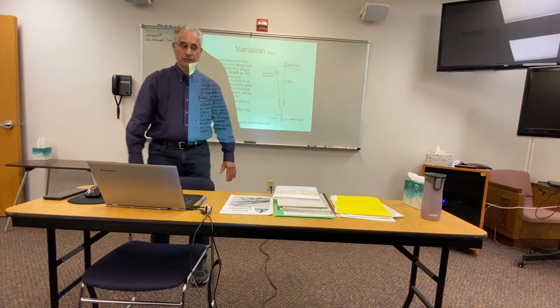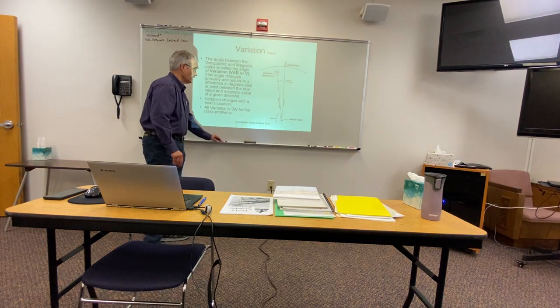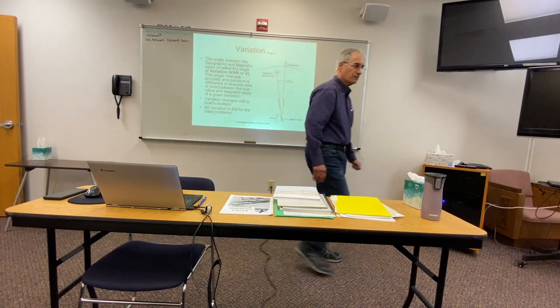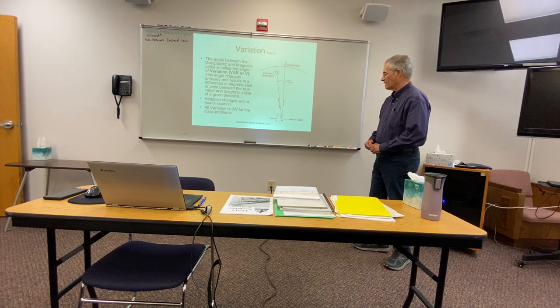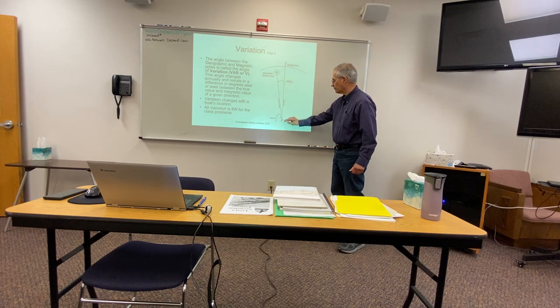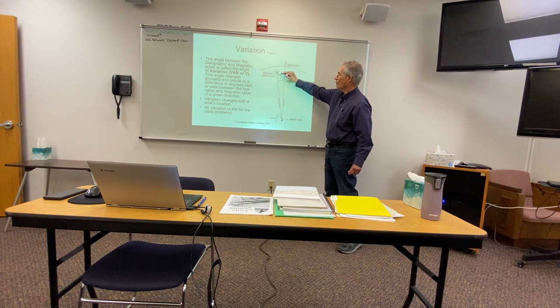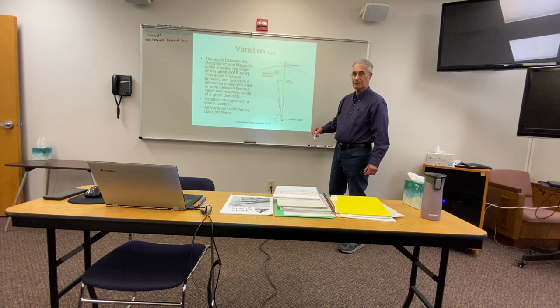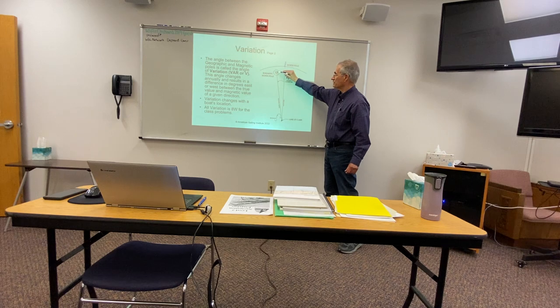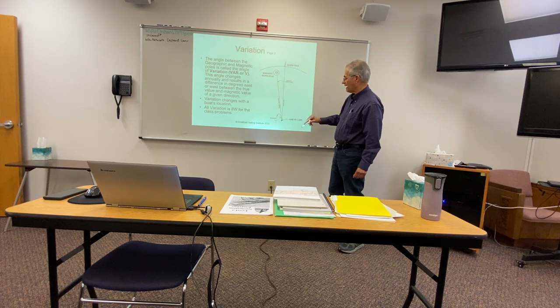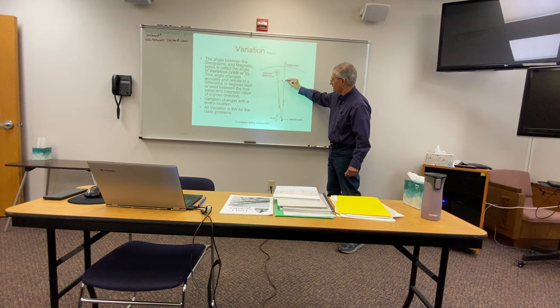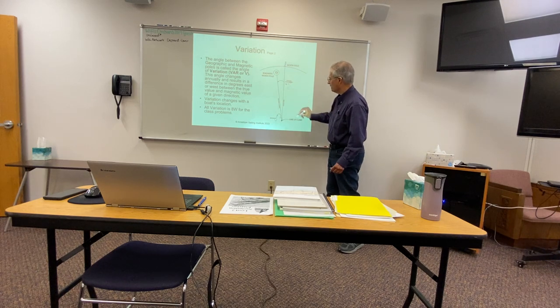So the question I think that Trudy was bringing up is, why does variation change depending on where you are in the world? So we're here in Lake St. Clair. The magnetic North Pole, as we said before, is in a different spot than the North Pole. This is the true North Pole. This is the magnetic North Pole. They're in a different spot. As you can see, this angle between them, that's your variation. And currently, it's right around 8 degrees for us.